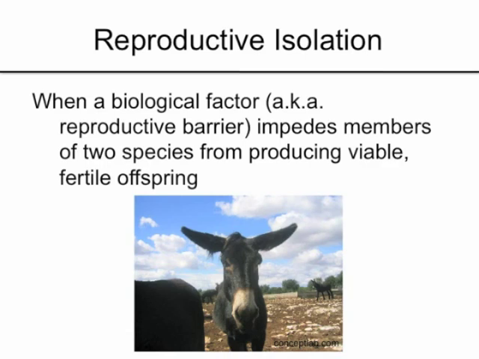Here is an example of a mule. So a mule is a cross between a horse and a donkey. And although a horse and donkey can have offspring, a mule, the mule is actually sterile. So the mules cannot reproduce themselves. So there's no way for gene flow to ultimately occur between those two species. So we do consider horse and donkey to be separate species. So although they have offspring that live, they are not fertile offspring.